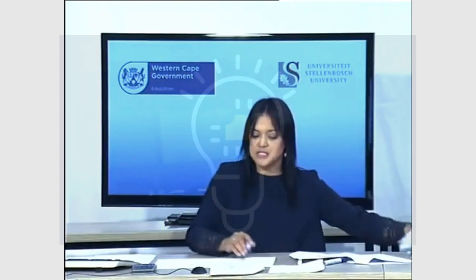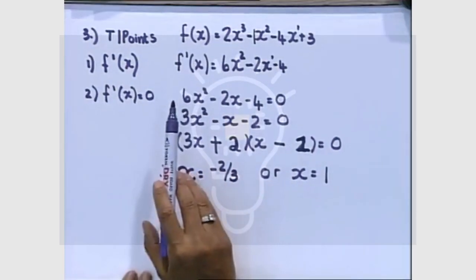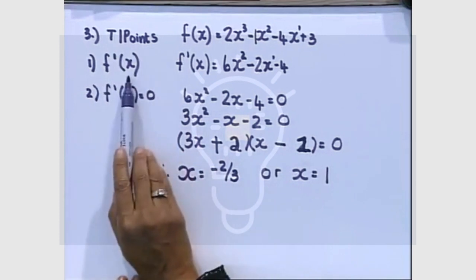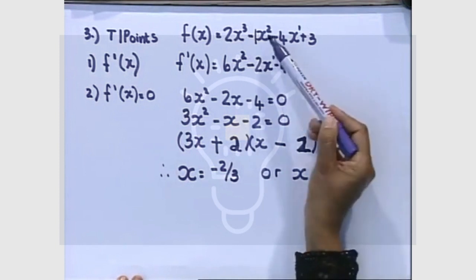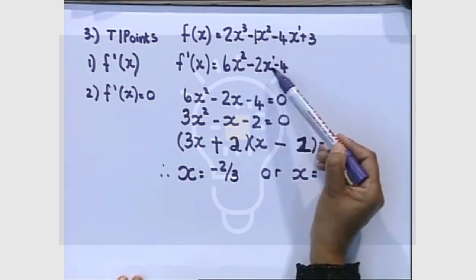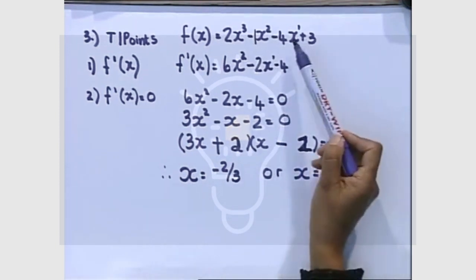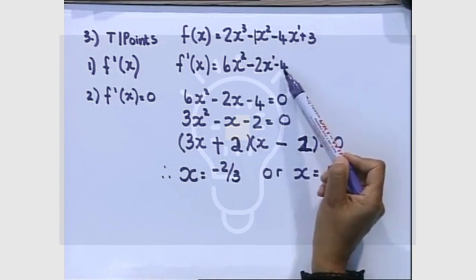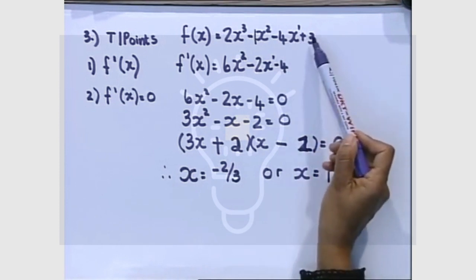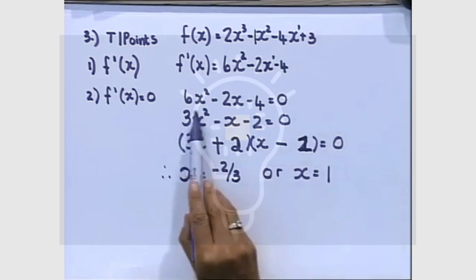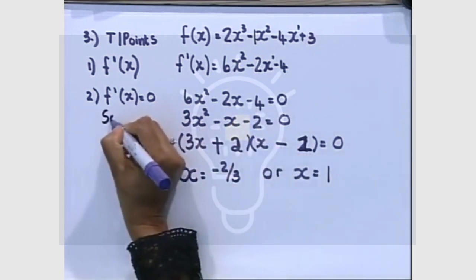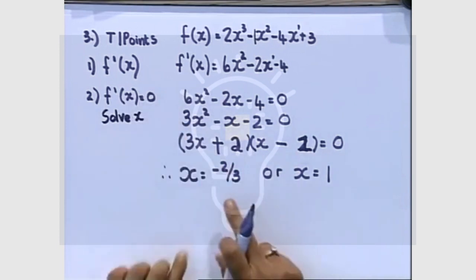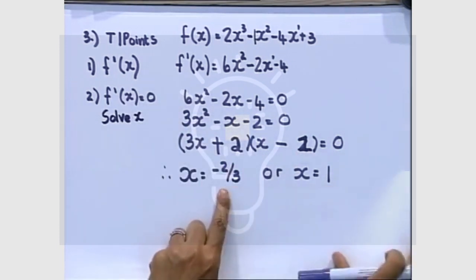Right, this is now the turning points. Everybody, you remember that I said that you must find the derivative. 3 times 2 is 6, take away 1 from the exponent. 2 times negative 1 is negative 2, take away 1 from the exponent, and the derivative of negative 4x is negative 4. The derivative of a constant is 0. You take your derivative, you make it equal to 0, and you solve for x. We've solved for x, we got negative 2 over 3, and we've got the 1.